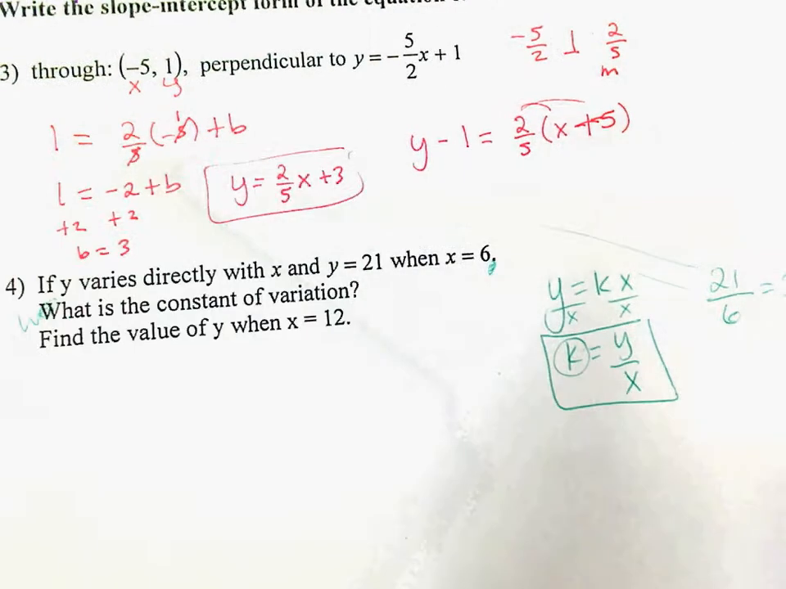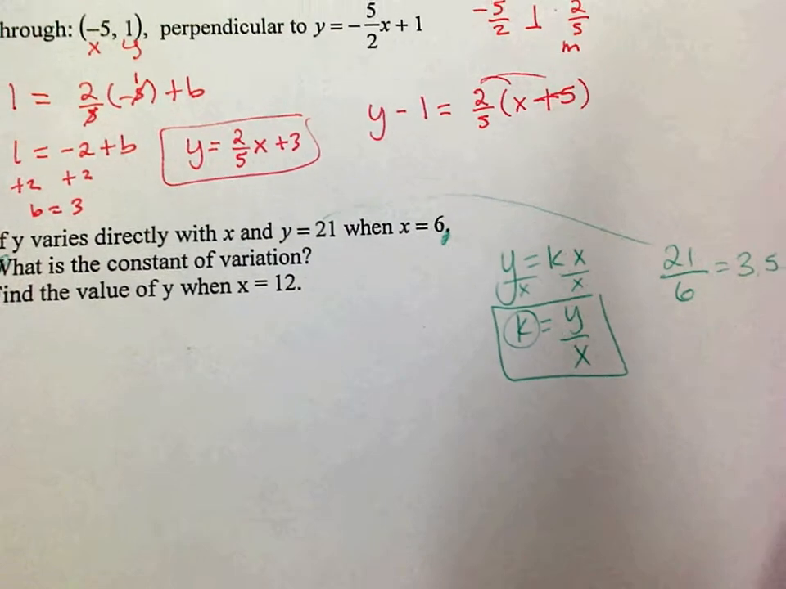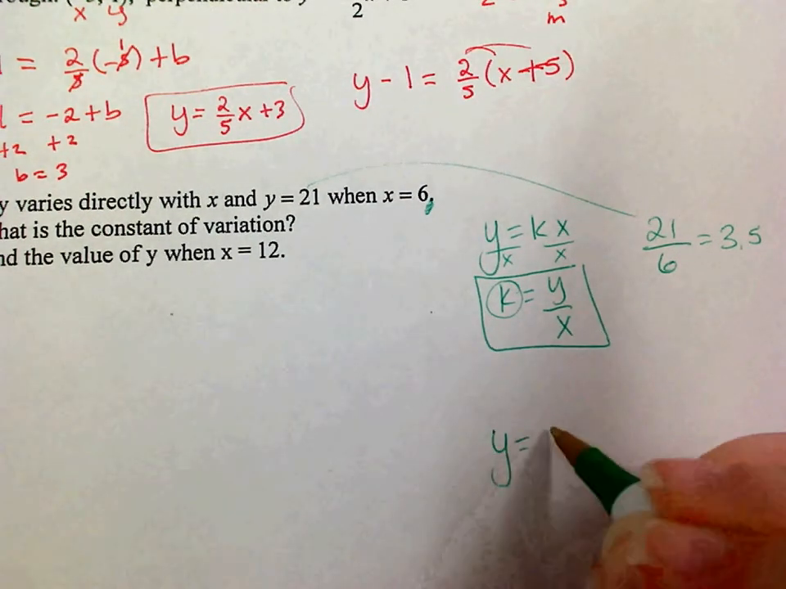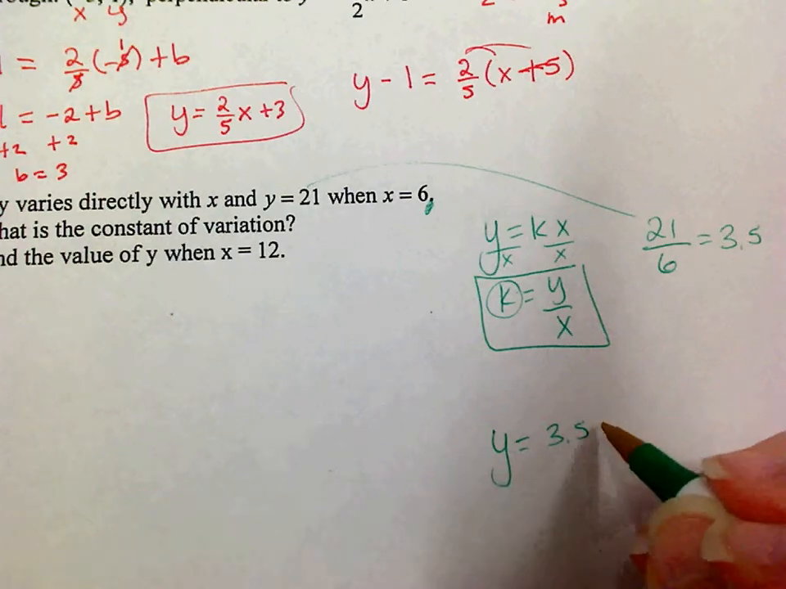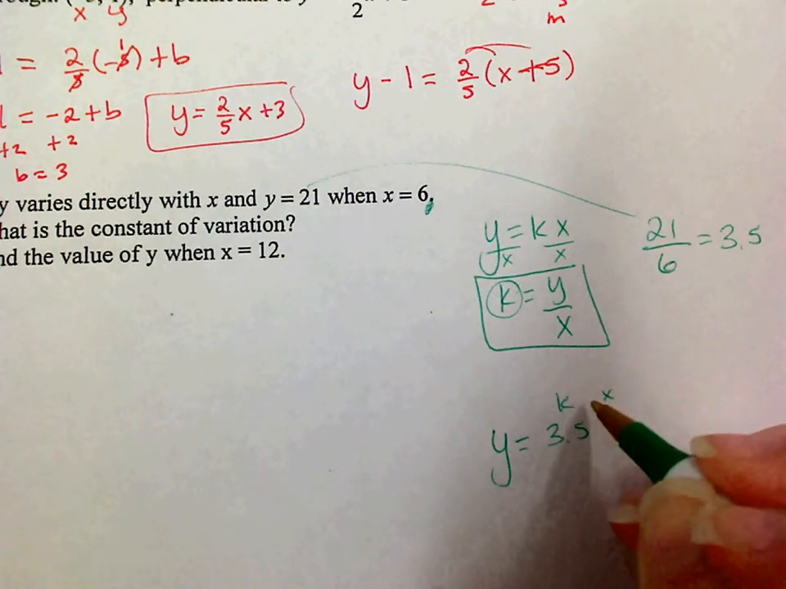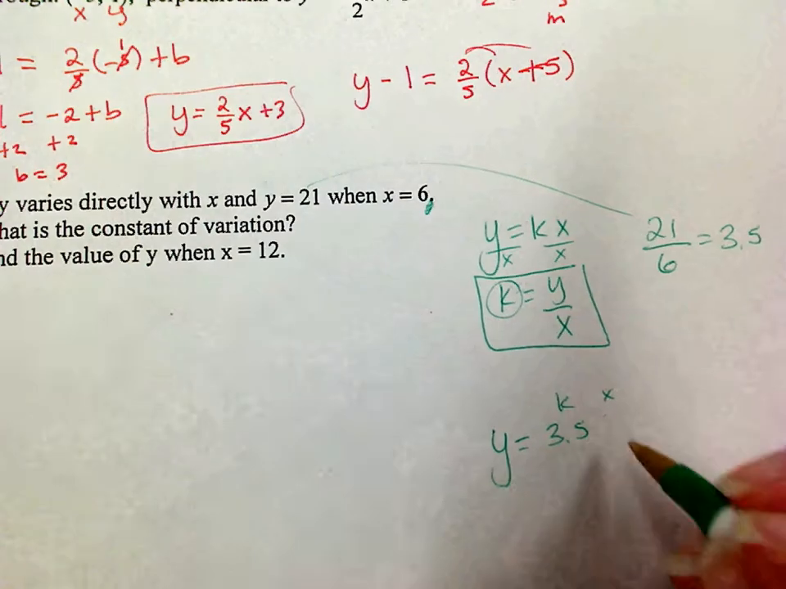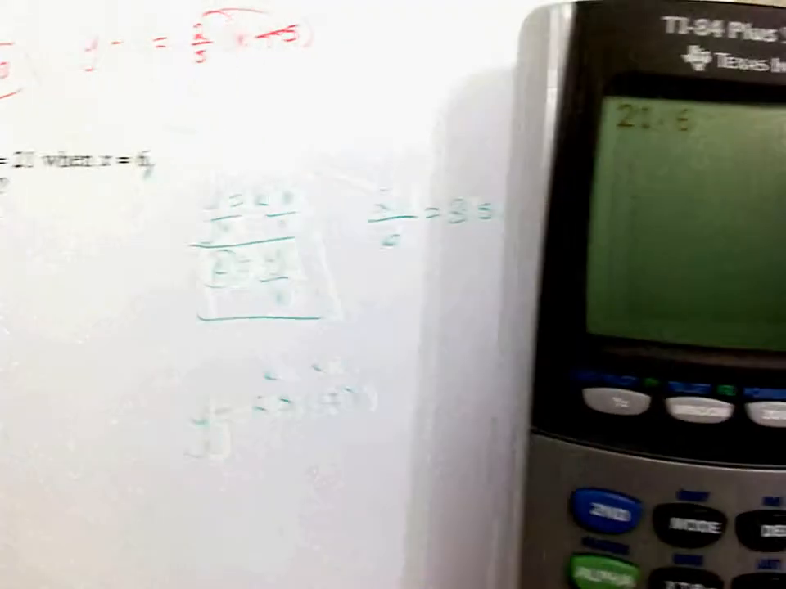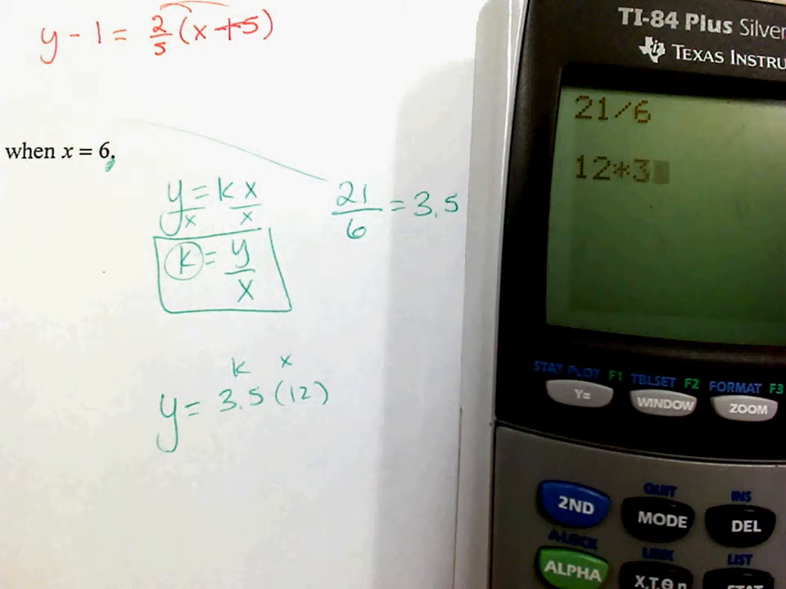So when they ask, find the value of y when x is 12, there's a couple different ways to do that. One is to say, well, y equals k times x. So they're saying k is 3.5, x is 12. What is y? Well, 12 times 3.5 is 42. So then I could say y is 42.